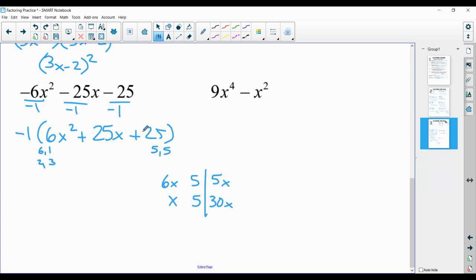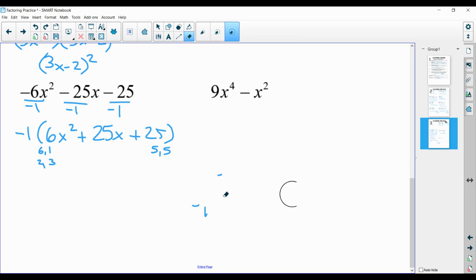Now, I need a positive product and a positive sum. This will not get me there. So a positive 30 and positive 5 won't work, and a negative 30 and negative 5 won't work. So I'm going to erase that option. That's not going to be the one I want. And let's try some other combinations.